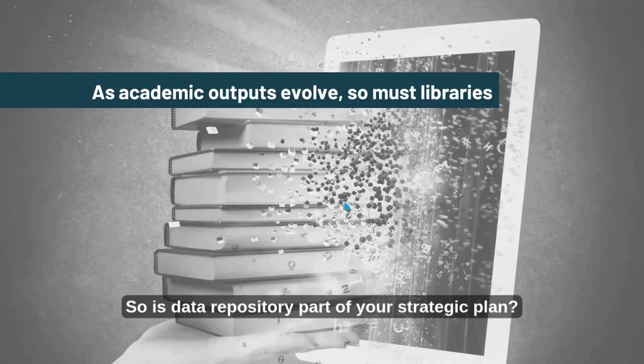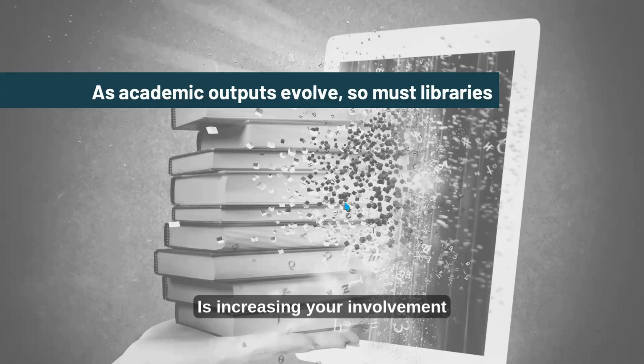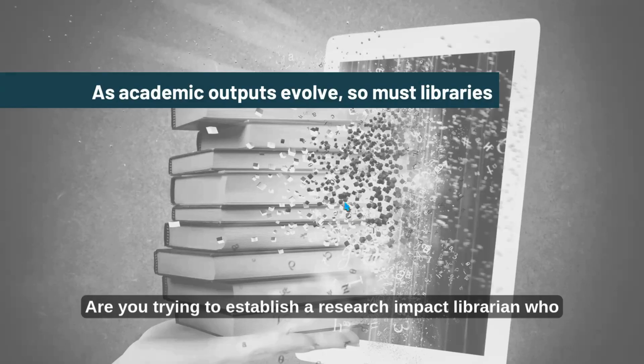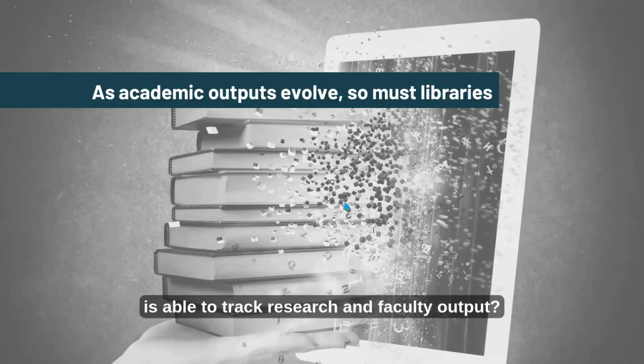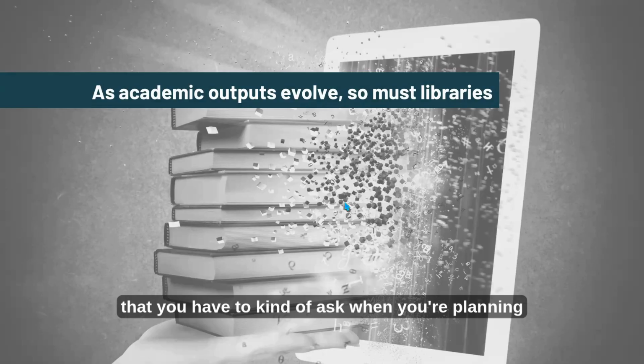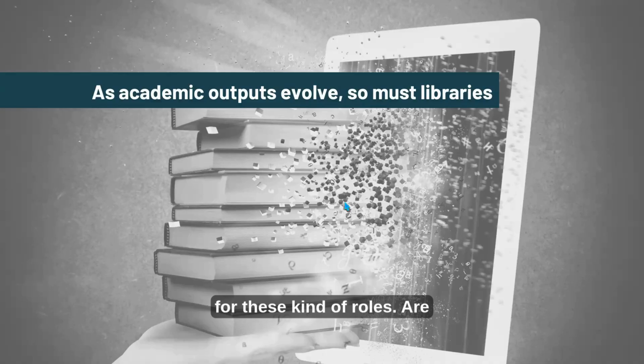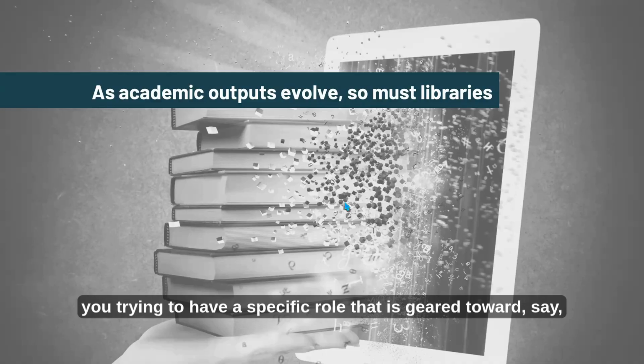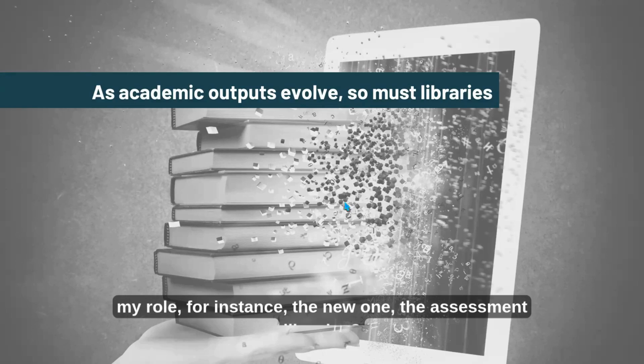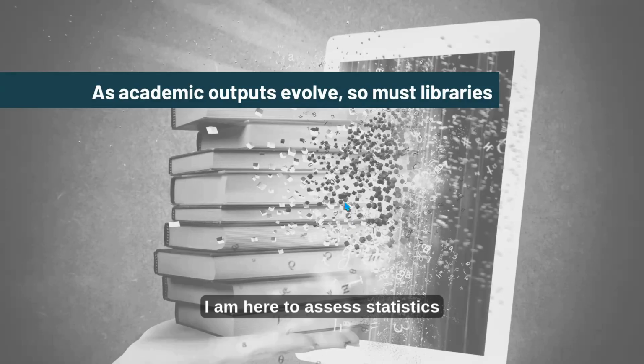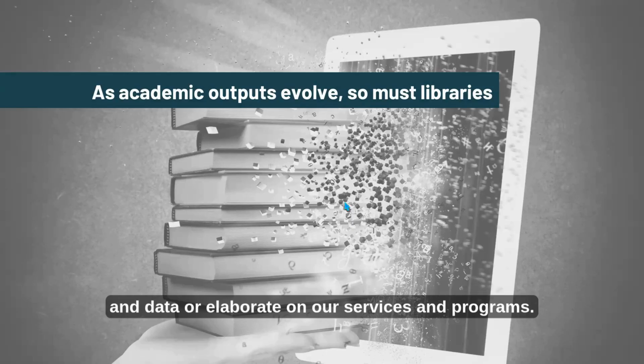So is a data repository part of your strategic plan? Is increasing your involvement in output at your university? Are you trying to establish a research impact librarian who is able to track research and faculty output? Those are some of the questions you have to ask when you're planning for these kinds of roles. Are you trying to have a specific role, say, my role, for instance, the new assessment librarian? I am here to assess statistics and data for the library on our services and programs. That's also another role that you have to strategize for.